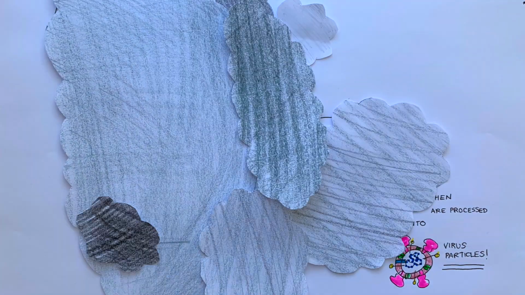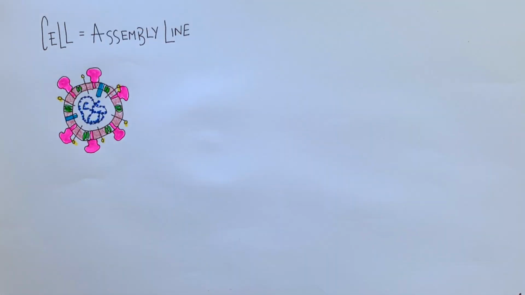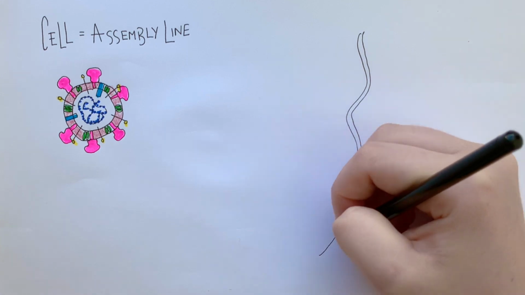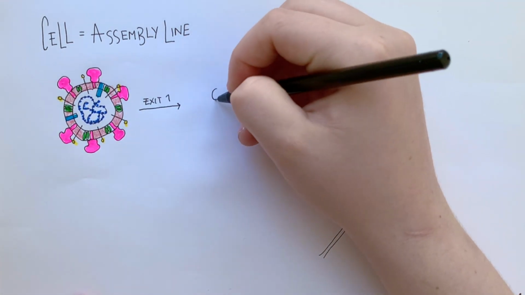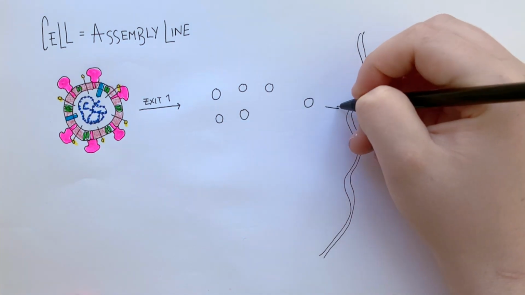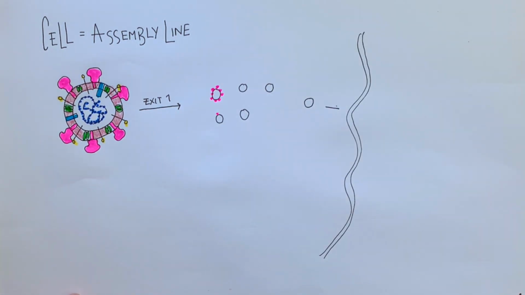So the cell can also be seen to be an assembly line, whereby it churns out thousands and millions of these viruses in a matter of minutes. It's madness how fast the cell can make these, especially because they're normally forced to make these viruses. And so the virus then doesn't need to be in the cell any longer, so it exits it.